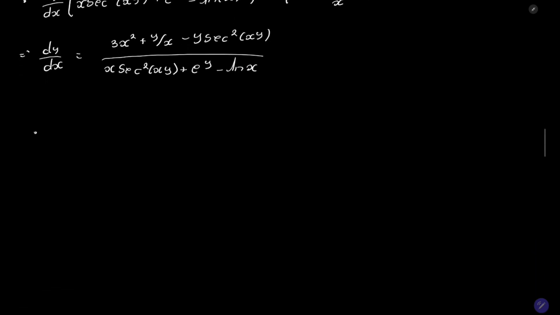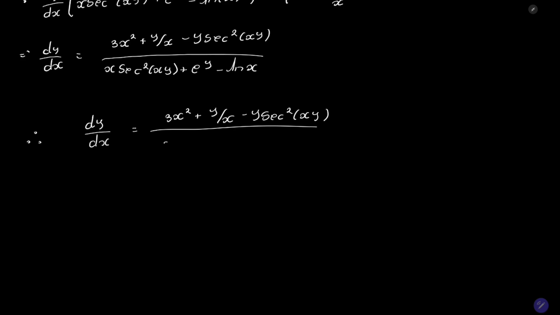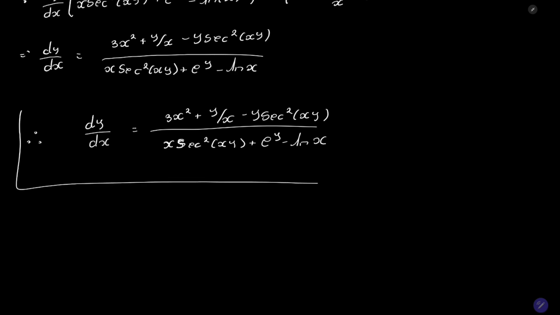So in conclusion, the derivative of y with respect to x in this question gives us the expression 3x squared plus y on x minus y sec squared xy, divided by x sec squared xy plus e to the y minus ln x. We enclose or box our answer.